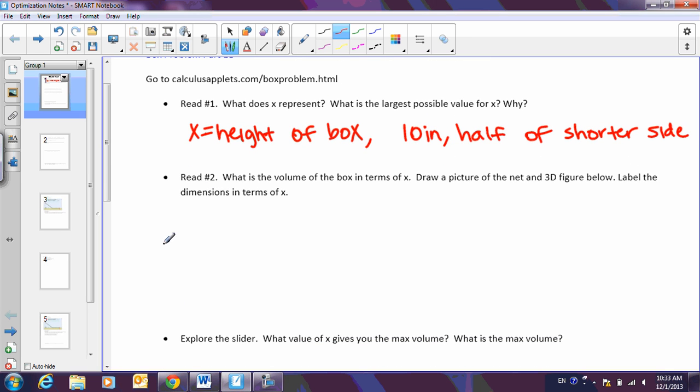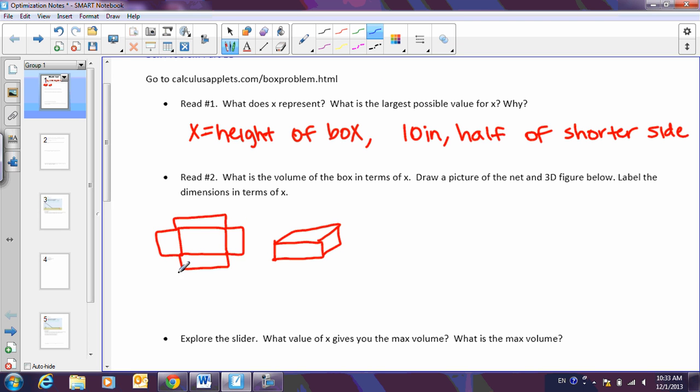Okay, so we have the net, and by net I mean that folded out picture of the box and its flaps. It doesn't have to be pretty or perfect. All right, and so here we have our box, the 3D picture of the box. Like I said, it doesn't have to be very pretty.